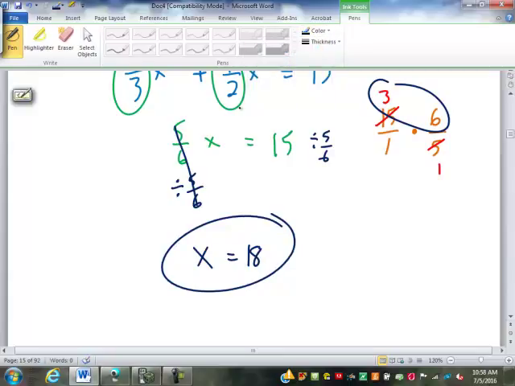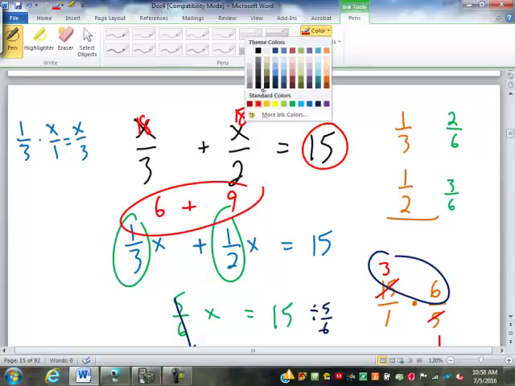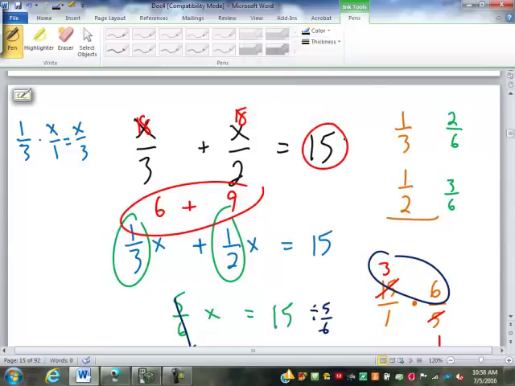Now you can go back and you can put that in here. 18 divided by 3 is 6. 18 divided by 2 is 9. 6 plus 9 is 15. So it does check out.